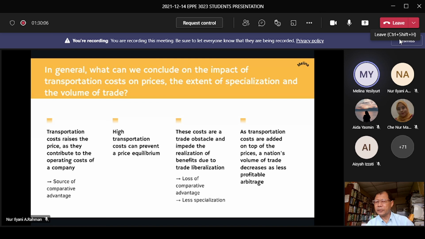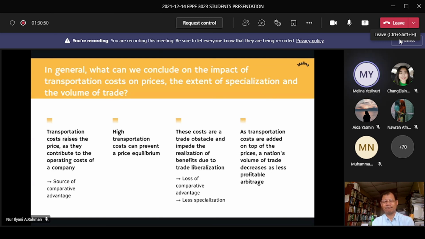Next, in case there are especially high transportation costs, they will affect comparative advantage negatively. That's what I'm going to talk about in my third point. Okay. So if we have high transportation costs, they can prevent a price equilibrium, as this might lead to a mismatch of supply and demand, which is not good for the economy. Prices do not equalize because of that. Because if we have too high a price in the supply, maybe there's no demand, or the other way around, therefore no equilibrium due to transportation costs.